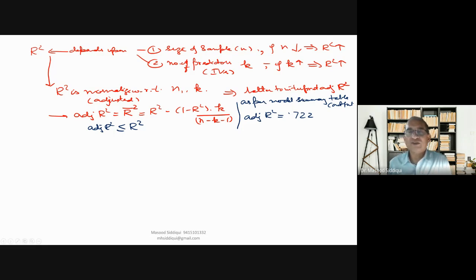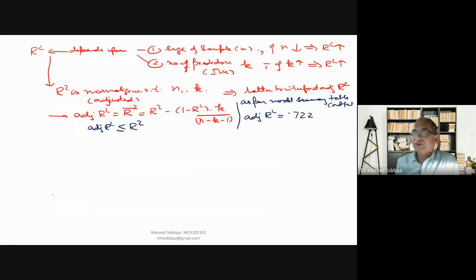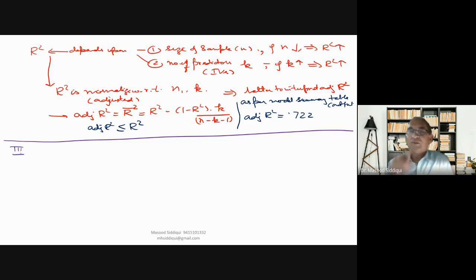So any question up to this point? Or is it okay? Any question up to this point? Okay. Now we are moving further forward. So we have covered the two steps. Now the third step is point number 2, whole of the point number 2.